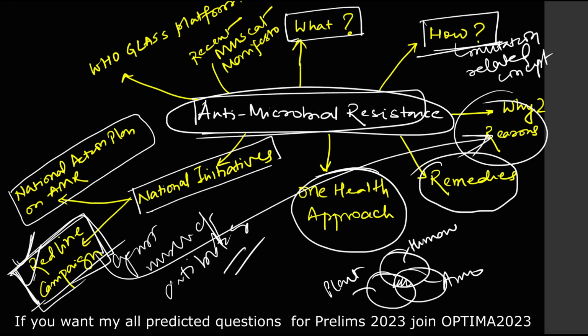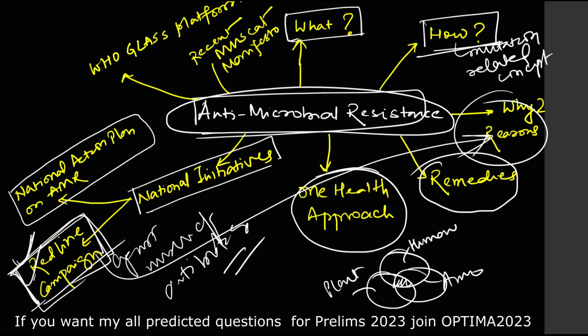A question can come simply: Red Line campaign is for what? They will give you A, B, C, D. The answer will be that it is there to reduce the misuse of antibiotics, basically to reduce the sale of antibiotics without the prescription of doctors.